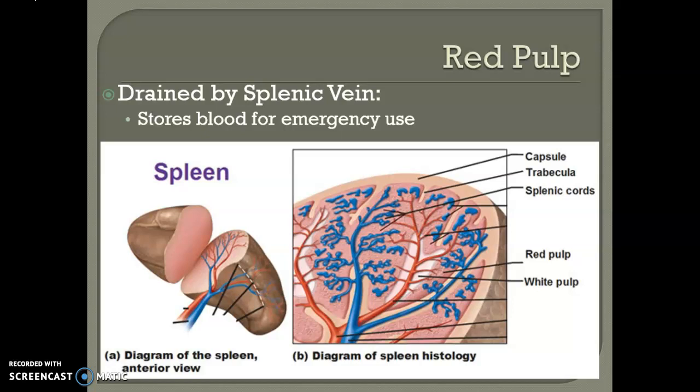Now, spleen actually works as an emergency reservoir for blood. So let's say something happens to us and we lose blood from the body. Spleen works as a blood reservoir. So it'll provide some blood in case of emergency. So it kind of holds blood.